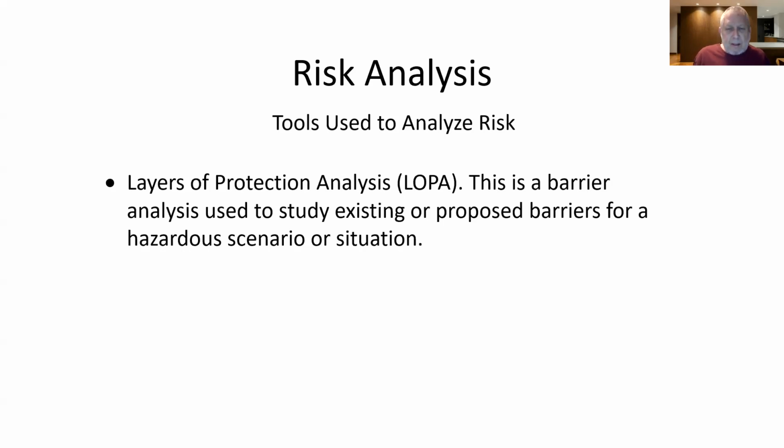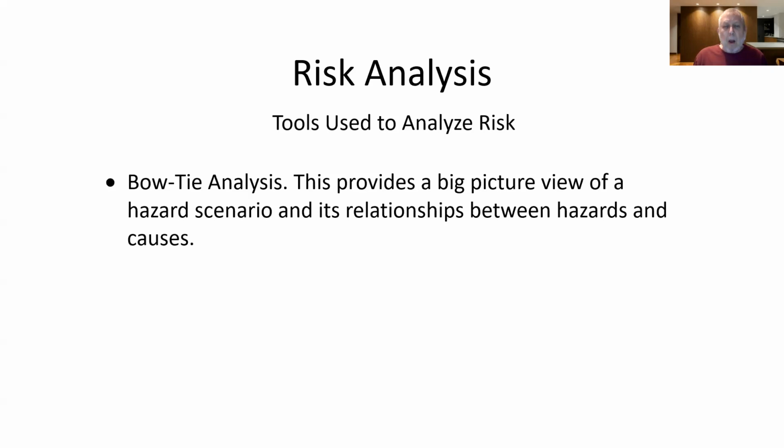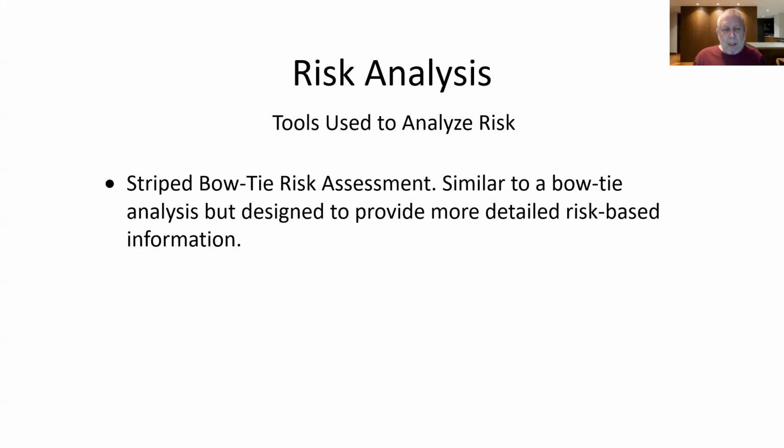Layers of protection analysis. This is a barrier analysis used to study existing or proposed barriers for a hazardous scenario or situation. Bow tie analysis. This provides a big picture view of a hazard scenario and its relationship between hazards and causes. And a striped bow tie risk analysis, similar to a bow tie analysis, but designed to provide more detailed risk-based information.